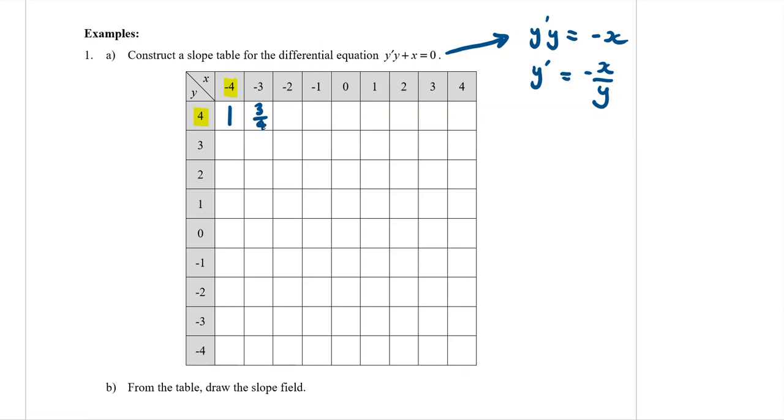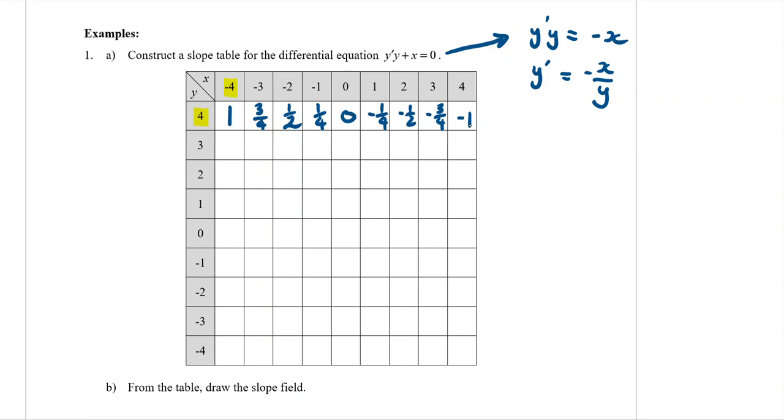2 over 4, or in other words, a half. The next one's going to be 1 over 4. 0 over 4 is just 0. Now we have the minus in front of a positive number, so it'd be minus 1 over 4. And then minus 2 over 4, which would be minus a half. Minus 3 over 4. And then minus 4 over 4 would be negative 1. That's just the first row.